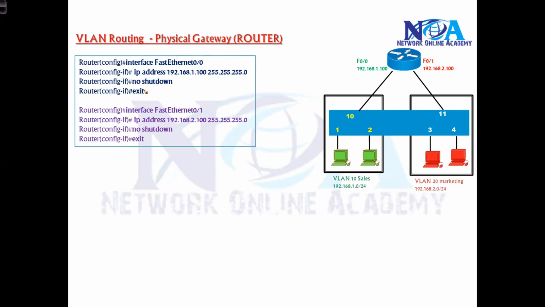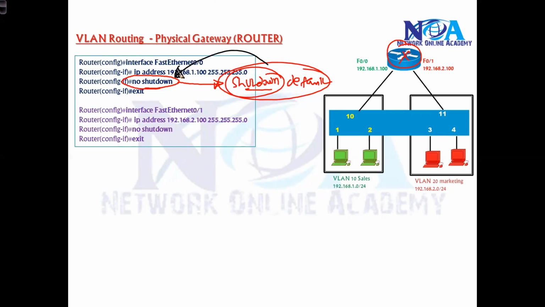One more thing we need to do is say the no shutdown command. The no shutdown command is compulsory on the router interfaces, because by default the ports of the router are in the shutdown state, which means they are closed. You need to make sure you bring those ports up to forward the traffic, because by default they are shut down and don't forward the traffic.